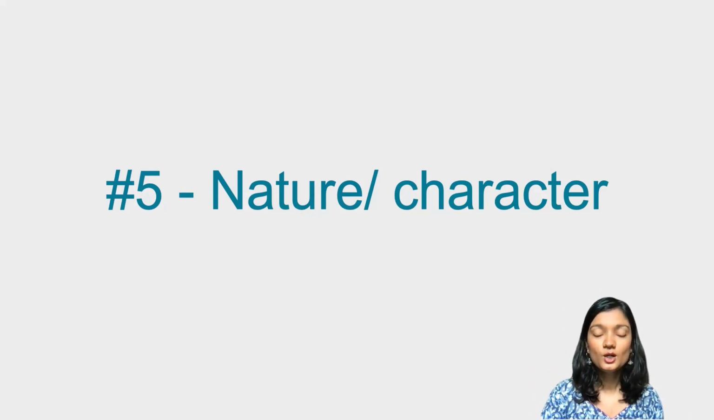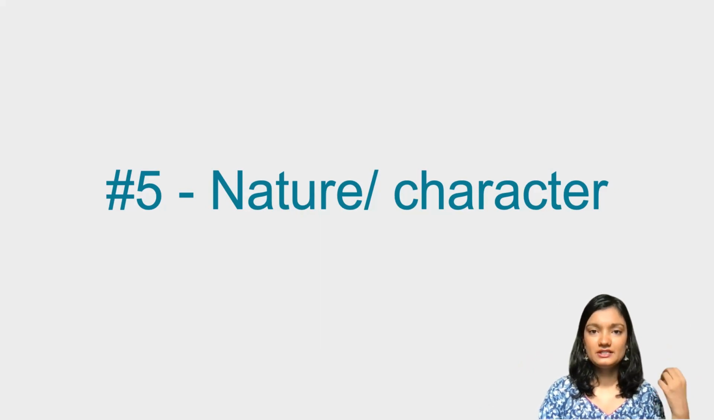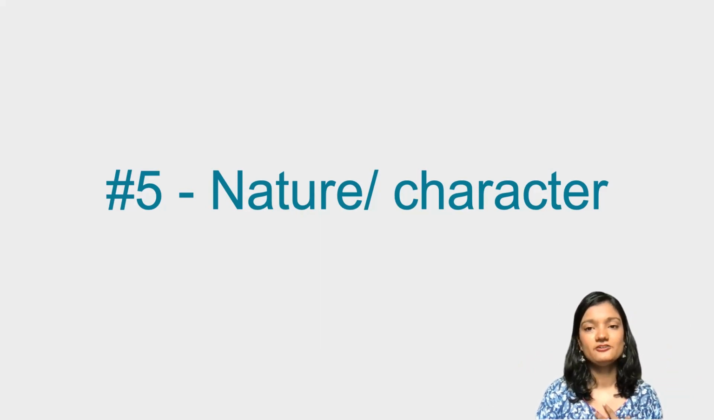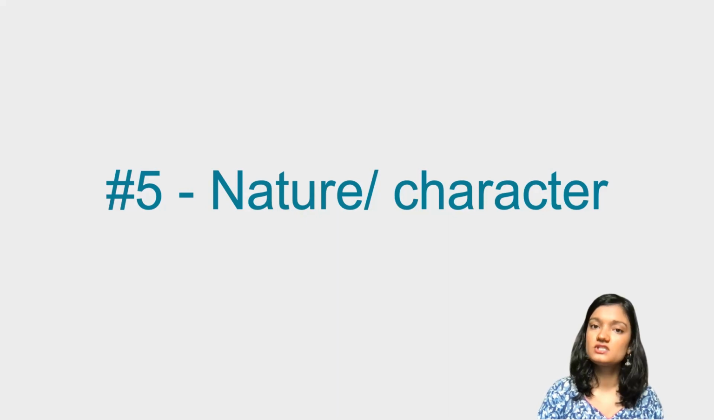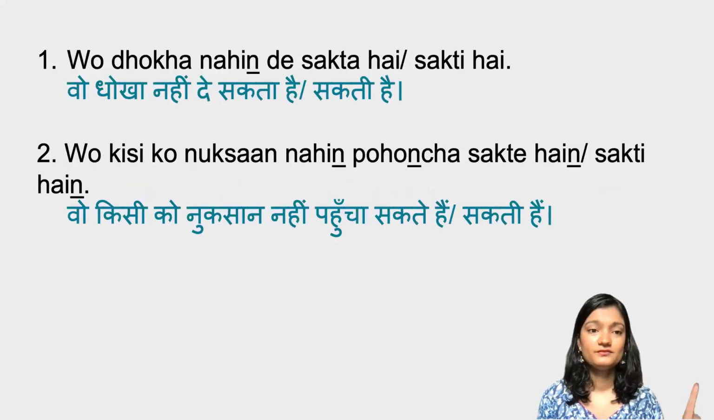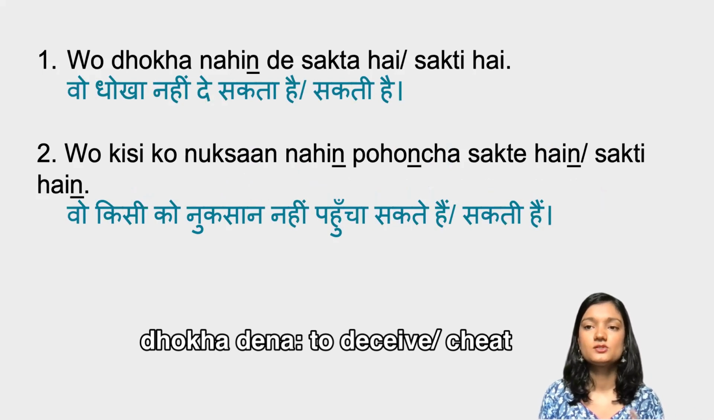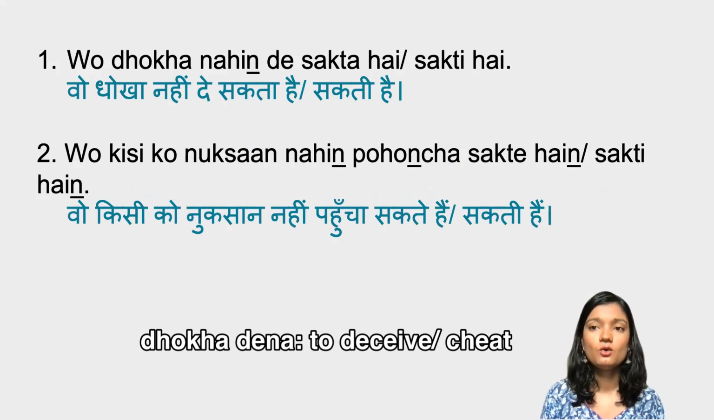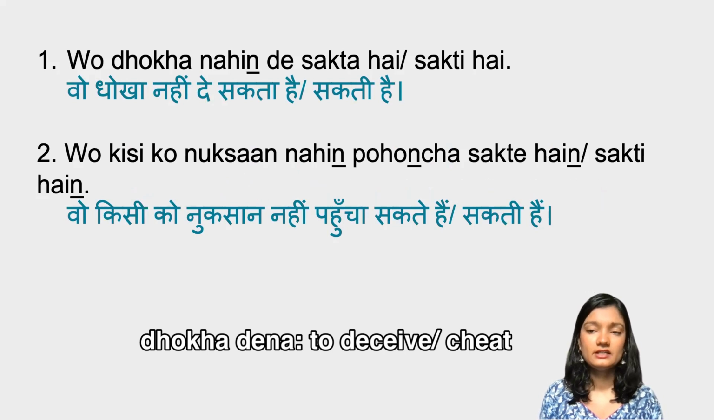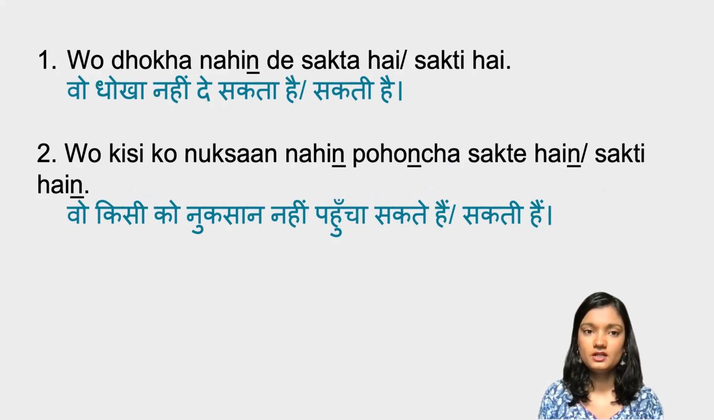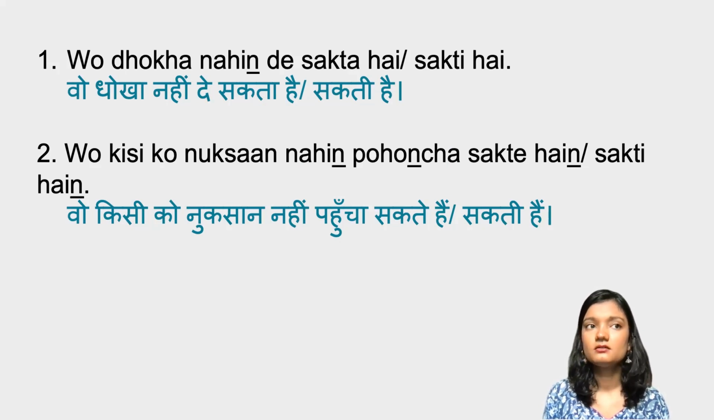Let's discuss case number 5. Case number 5, which is about expressing somebody's nature or character, what kind of person he or she is, using can. The first sentence says, वो धोखा नहीं दे सकता है और दे सकती है. The verb is देना, which means to give. To give what? धोखा देना. धोखा देना together means to deceive somebody, to cheat somebody. Dhoka means deceit, bluff, fraud, cheat.